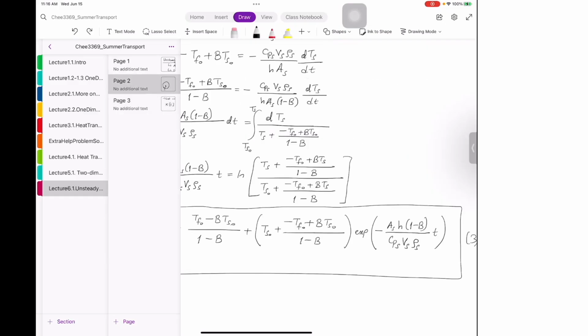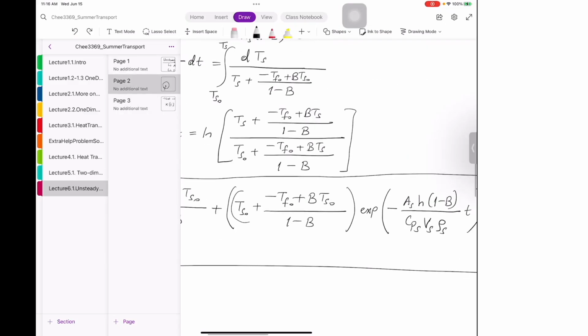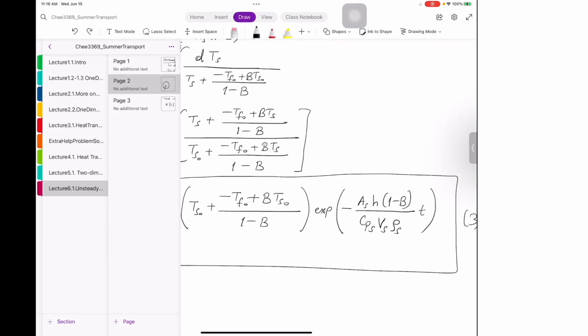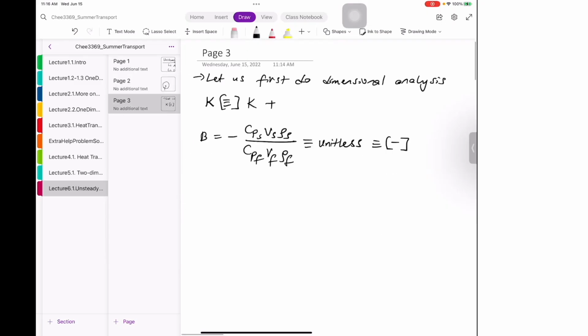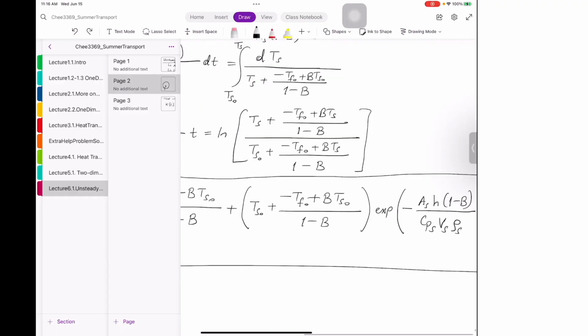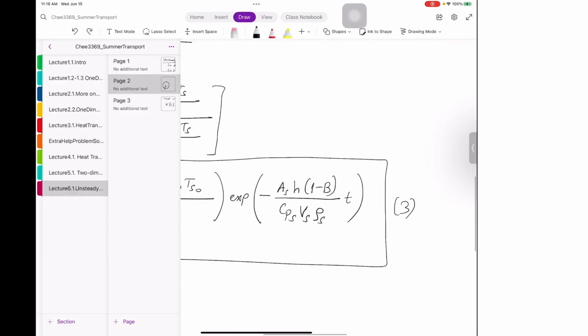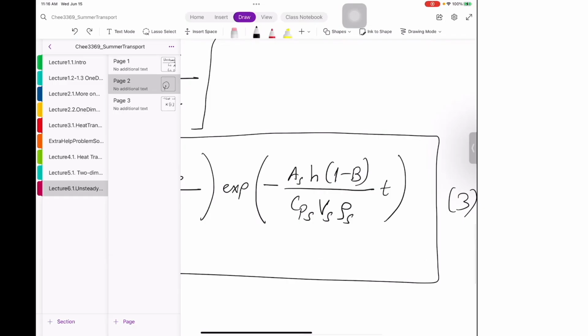Plus, this is Kelvin, this is Kelvin, this is Kelvin, this is unitless. So this entire thing is Kelvin, right? Kelvin times the exponential, and the exponential is basically, you can check, this is unitless. You need to check the units of these things. Let's see whether they make sense.